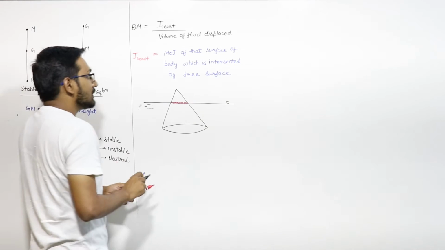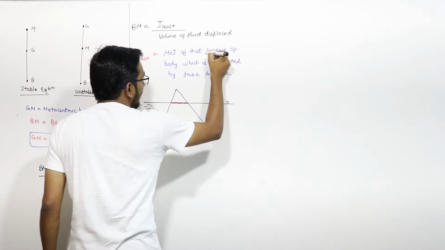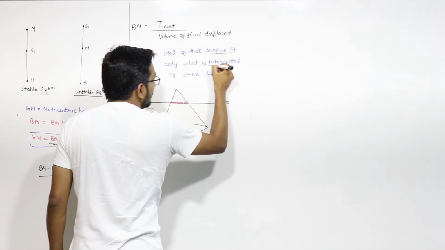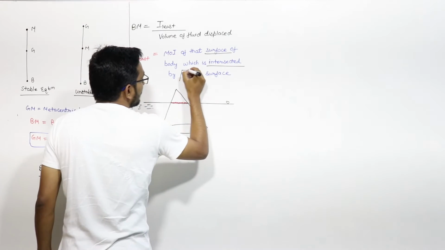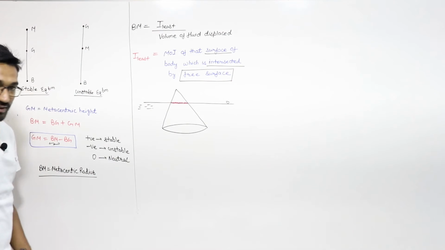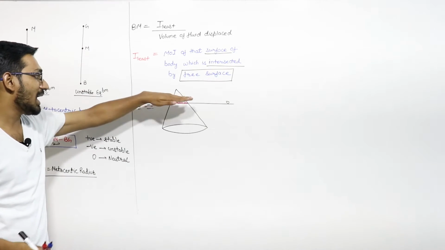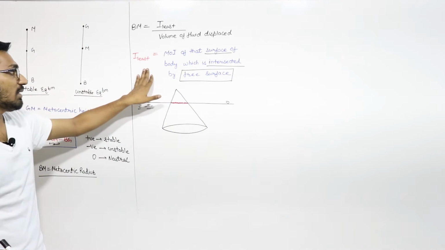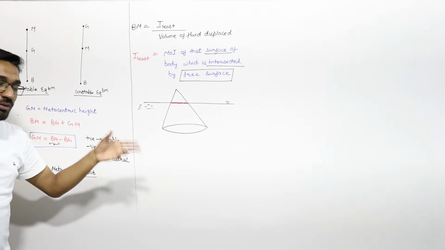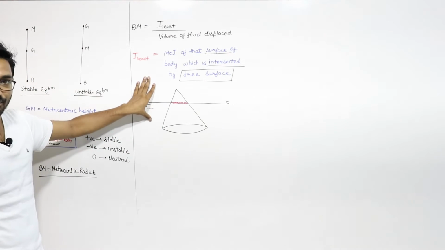The most important thing is that it is the moment of inertia of that surface which is intersected by the free surface. The surface cut by the free surface, its moment of inertia you have to take, and out of those two moments of inertia, the least one you have to take.